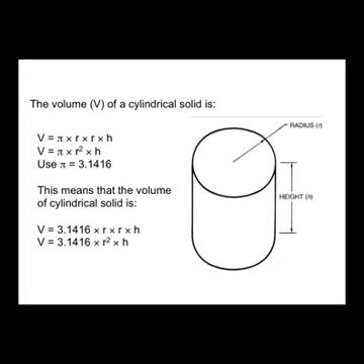Volume is also important for cylinders. How much water can I put into something? How much gas can I put into an object? How much air can flow in my ductwork? The volume of a cylinder is volume equals pi times radius squared times height. Pi is 3.1416. So we take 3.1416 times radius squared times height. So the volume of this solid is 3.1416 times radius squared times height.